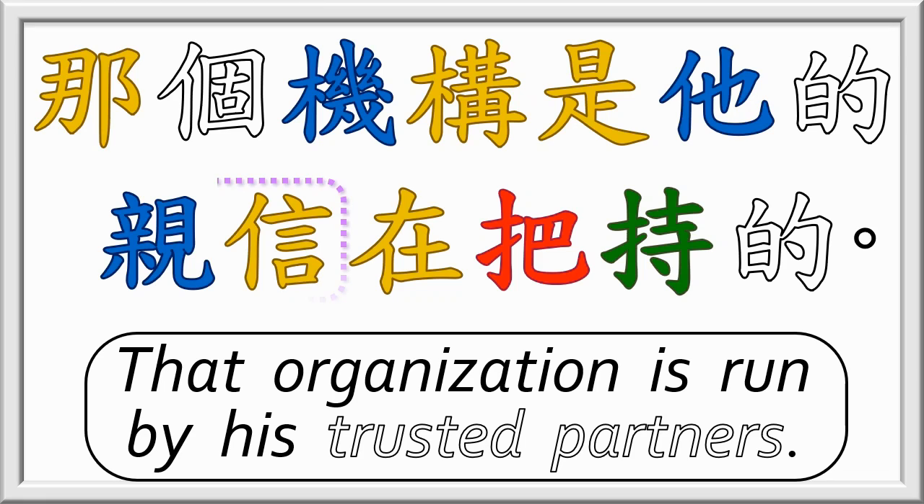Notice that this sentence keeps the 他 in front of 父亲. That might indicate a third party. Someone outside the family is commenting. By dropping 他, a family member would probably be making this remark. 那个机构是他的亲信在把持的. That organization is run by his trusted partners.